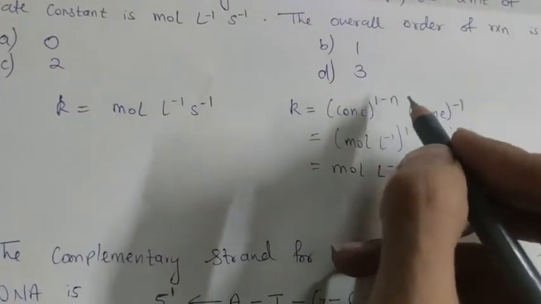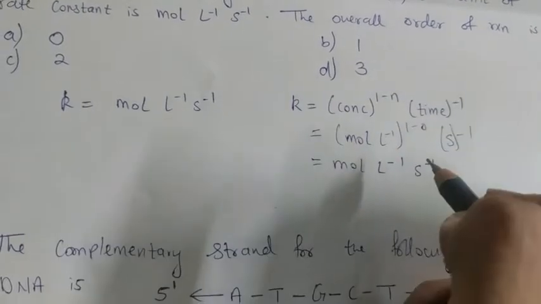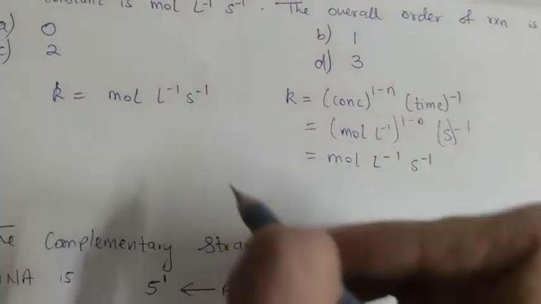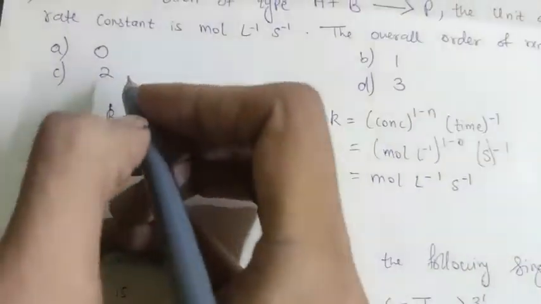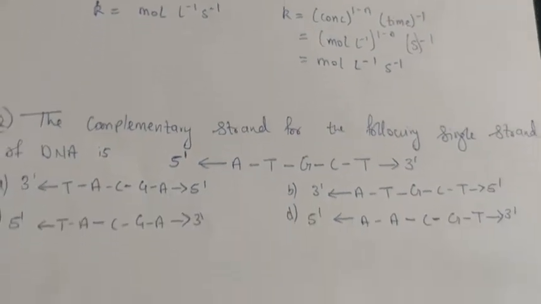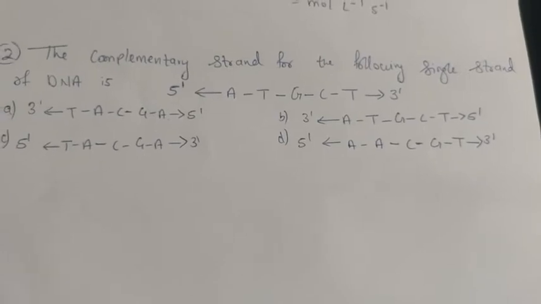So from this only we can come to know that this belongs to zero order reaction. You could put 2, 3, 1 and see if it comes, but it was a very easy one. When we put 0, we got this as the unit. That means this is the correct option. Okay, so now let us move to the second one.